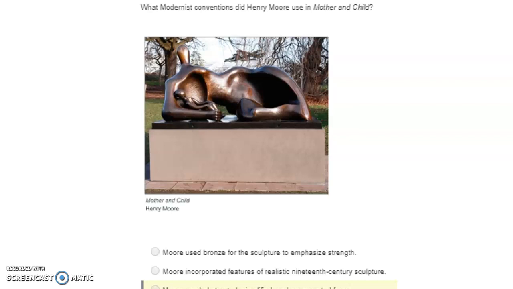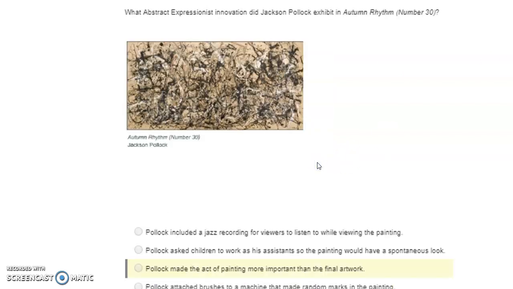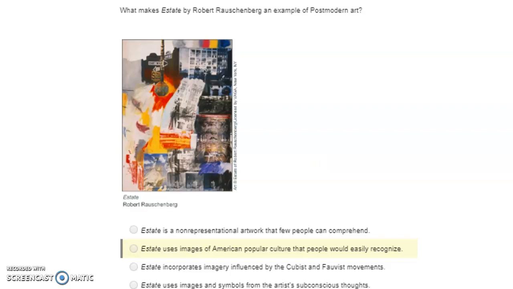What modernist conventions did Henry Moore use in Mother and Child? Moore used abstracted, simplified, and exaggerated forms. What abstract expressionist innovation did Jackson Pollock exhibit in Autumn Rhythm? Pollock made the act of painting more important than the final artwork. What makes Estate by Robert Rauschenberg an example of postmodern art? Estate used images of American popular culture that people would easily recognize.